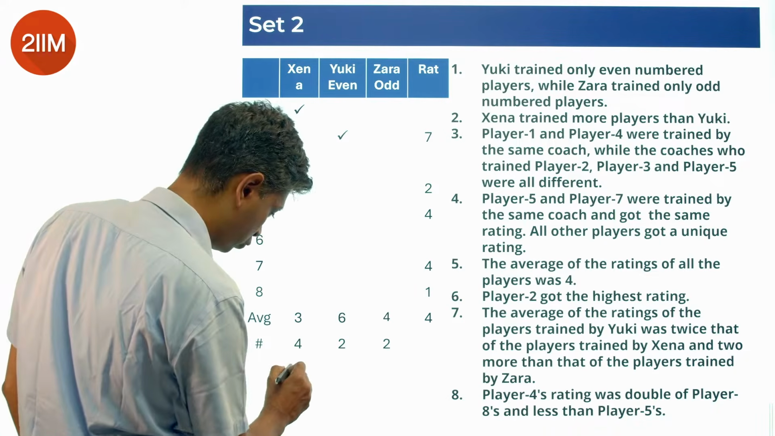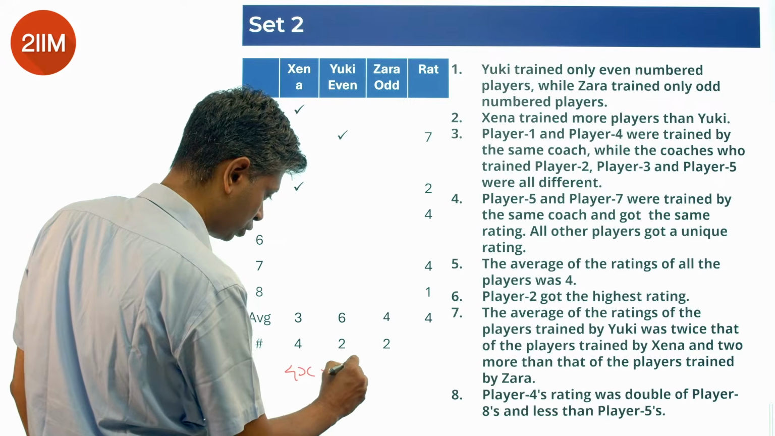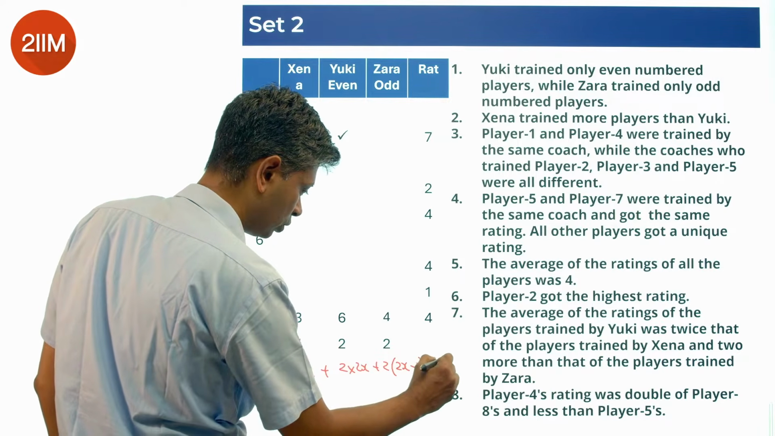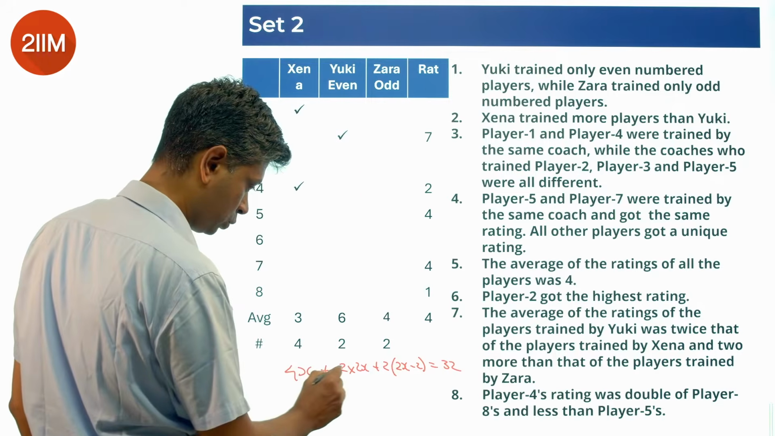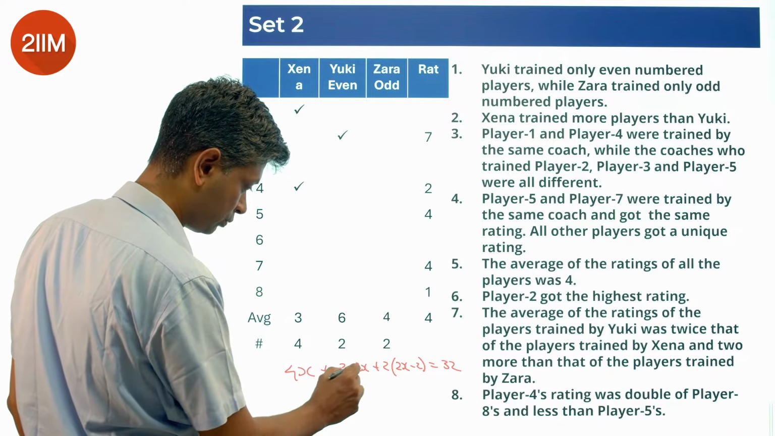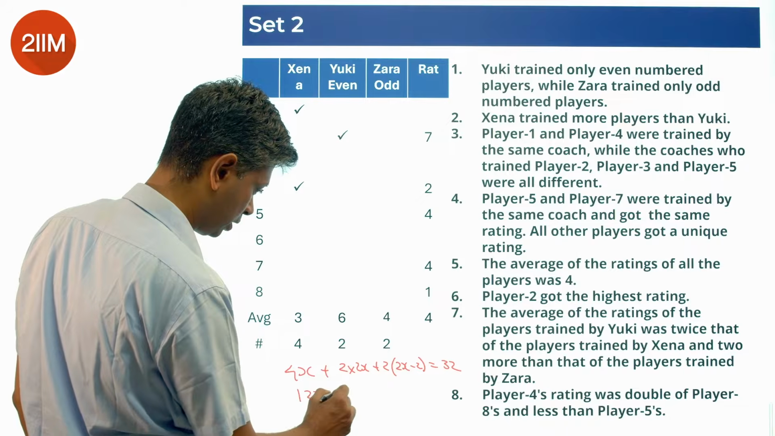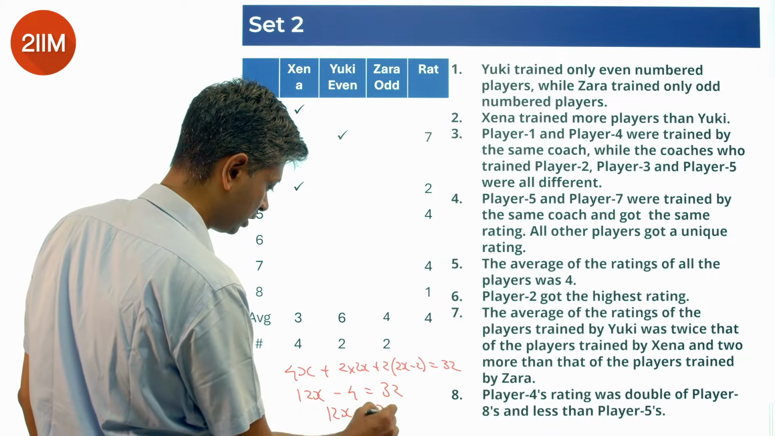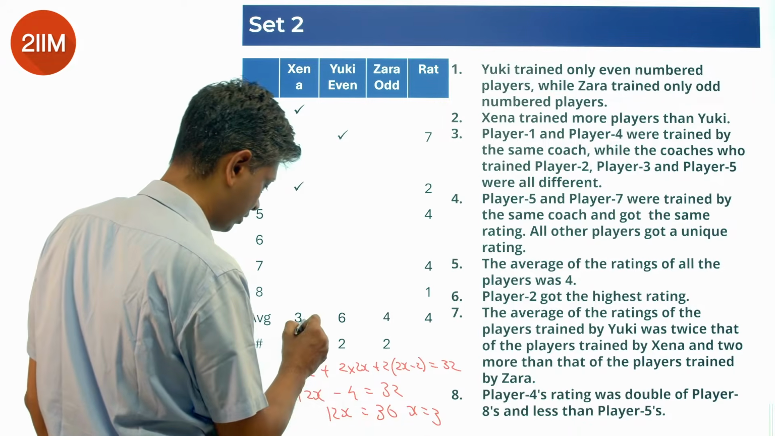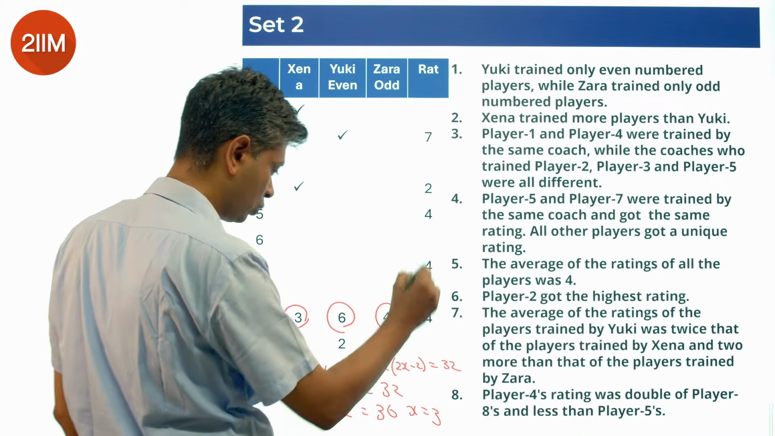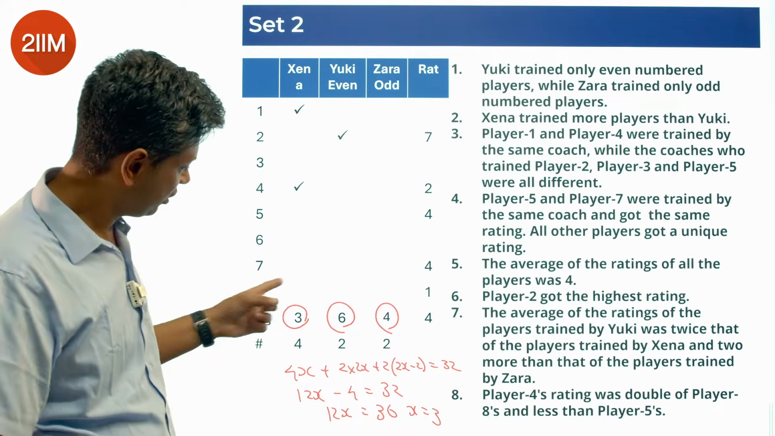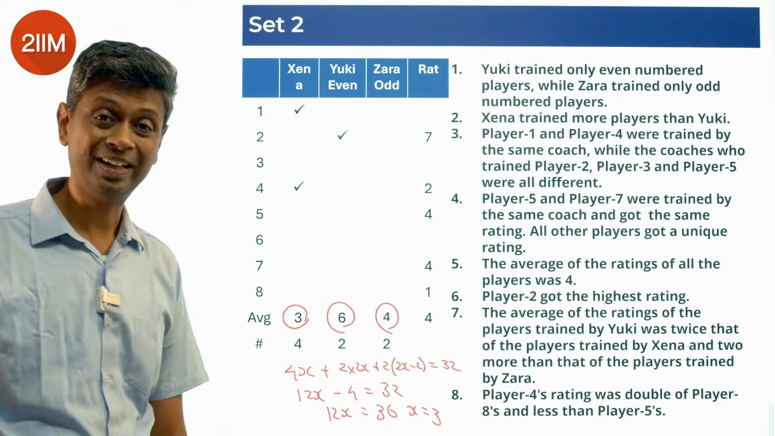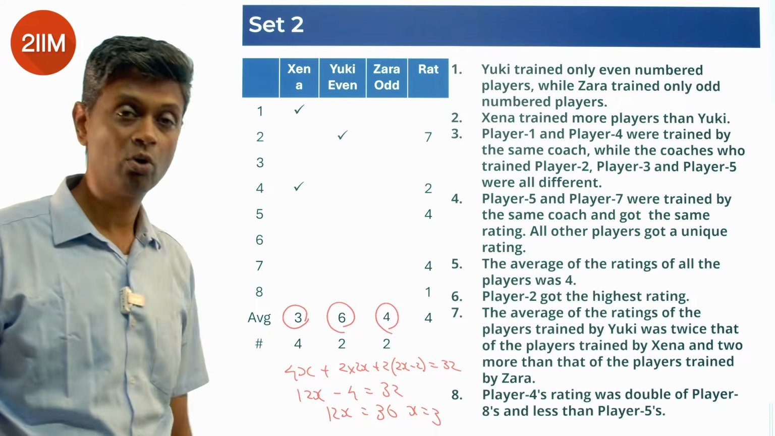Overall average is (4x plus 2) into 2x plus 2 into (2x minus 2) equal to 32. 4x plus 8x minus 4 gives 12x minus 4 equals 32, so 12x equals 36. X equals 3. This average is 3, this is 6. This is 4. The weighting average for the number of units being 4 and 2 will be 4. Overall average is 4.